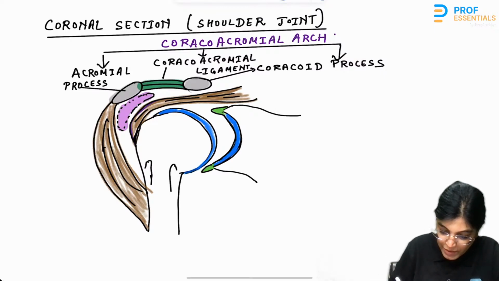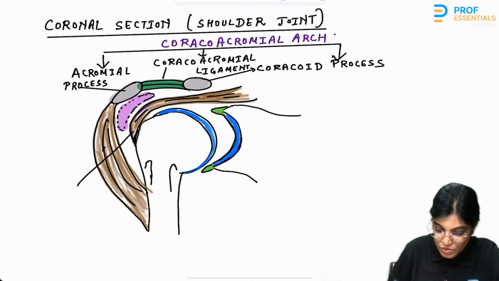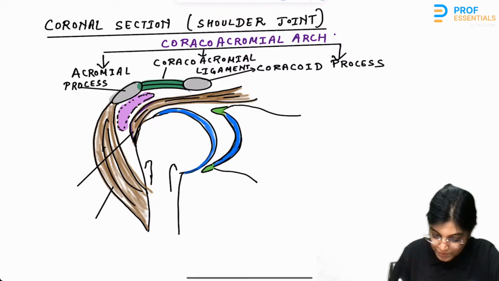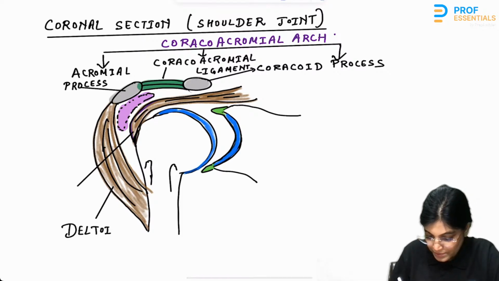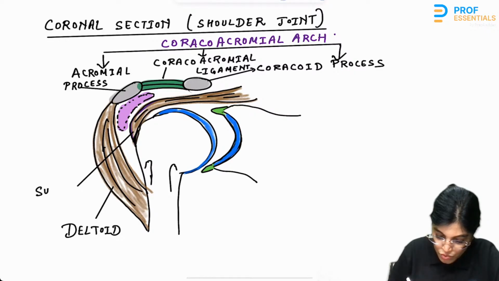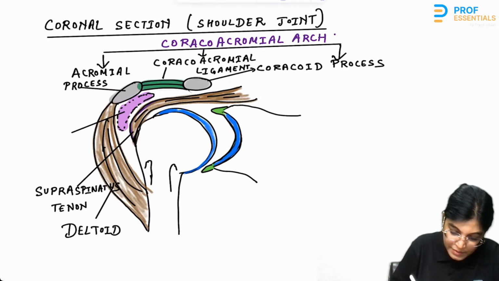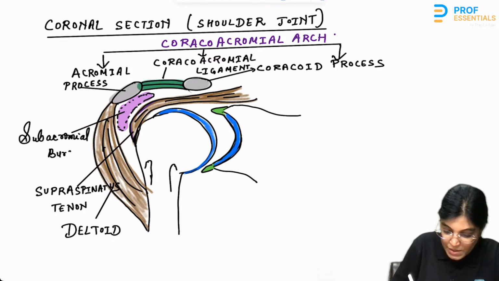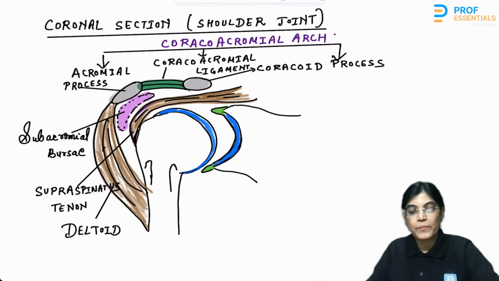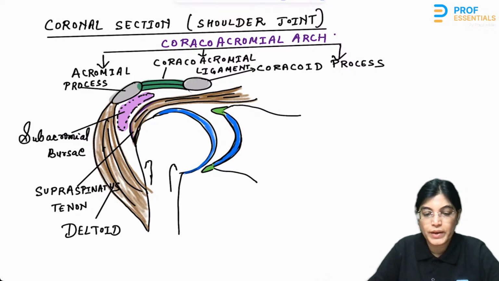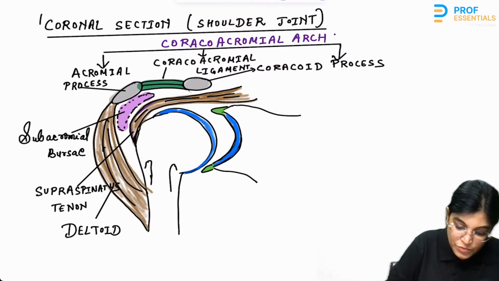Actually this is the supraspinatus muscle. This is the deltoid muscle. This is the supraspinatus muscle tendon. And this is the subacromial bursa. Actually, subacromial bursa is also termed the subdeltoid bursa because it is located between the deltoid muscle and the shoulder joint. So now it's important to show the fibrous capsule attachment, which was very, very important for us.